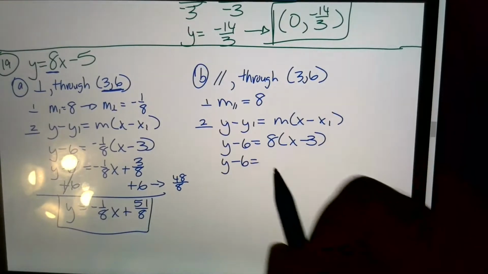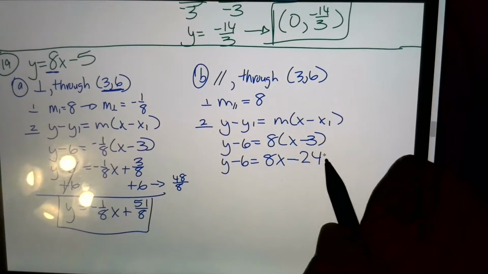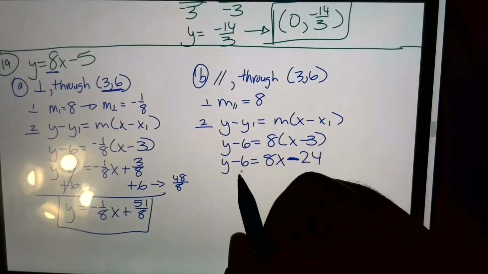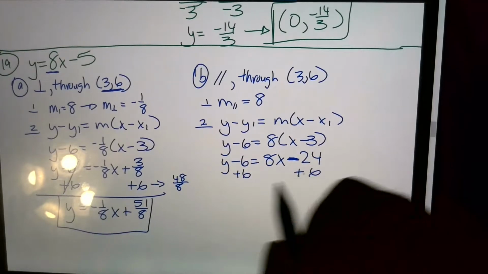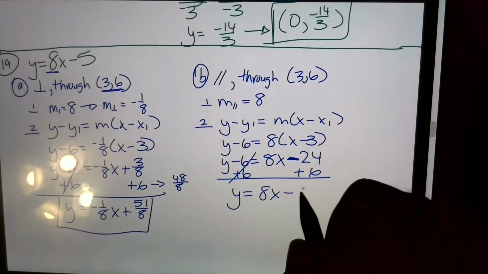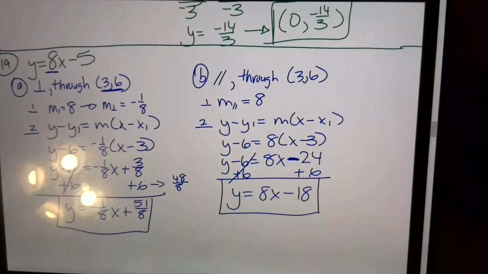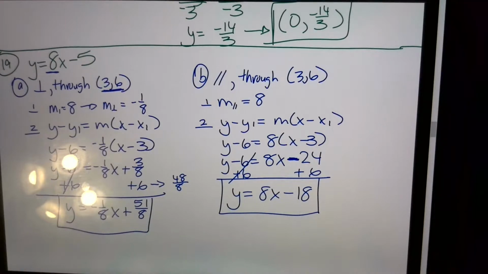So y minus 6 is equal to 8x minus 24. Add 6, and y is equal to 8x minus 18. I complained about this, but it actually wasn't very much work. This is more an interpretation problem, namely you interpreting, okay, what am I doing here? Where am I going? But this is pretty straightforward.